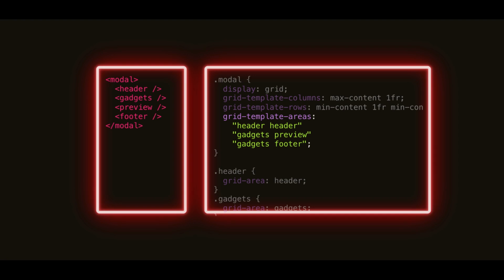If we wanted to change the footer so that it stretched out across the whole bottom of the container, the only change we'd have to make is where this says gadgets, change it to say footer.